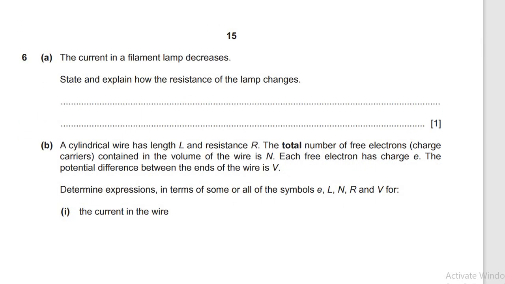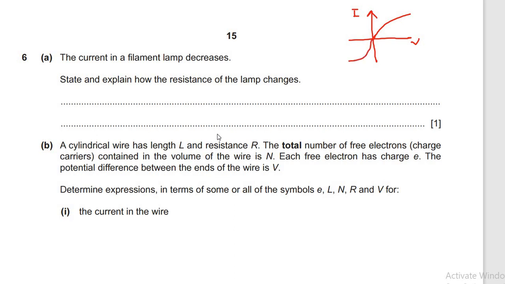Number 6, electricity. The current in the filament decreases. Oh, this is about a filament lamp. Now let me quickly shed some light on the filament lamp. These are non-ohmic conductors. The graph of a filament lamp usually looks like this. The I-V characteristic, current against voltage, for a filament lamp is always like this. I can also extend it to the other side.